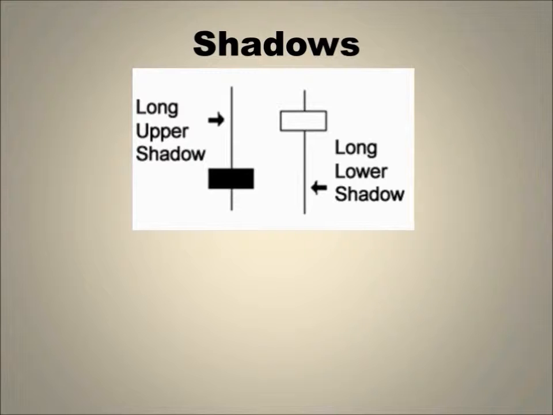On the right side, however, we have a long lower shadow. It means that at some point, the sellers were in definite control of the market until the buyers stepped in to push the prices upward. And at the end, the buyers eventually won. So just by looking at the bodies and the shadows, we have information as to what happened during each trading session.